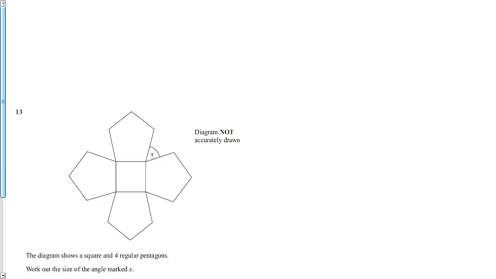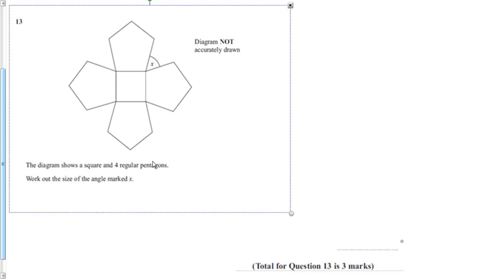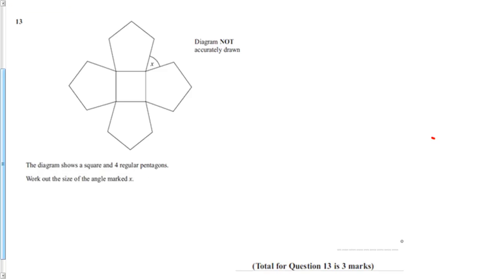Question 3 wasn't done particularly well, and you had to work out the size of angle X. But it's not that bad a question, and it was worth 3 marks. So what we do with this question is we've got here angles around a point. Now we should all know that angles in a square are going to be right angles. So this one here is 90 degrees, and these two here are pentagons.